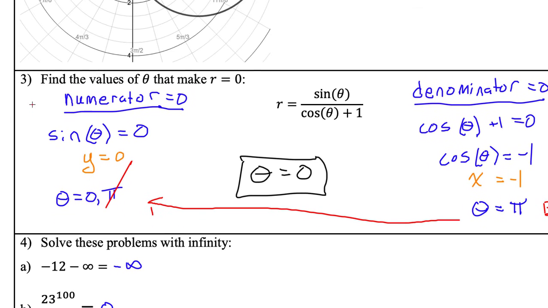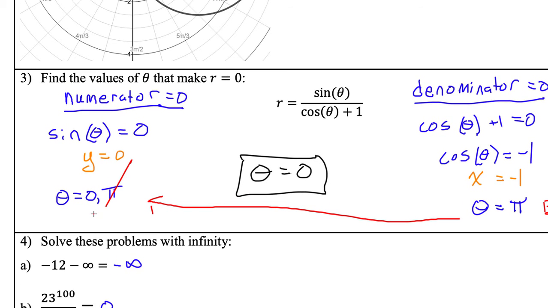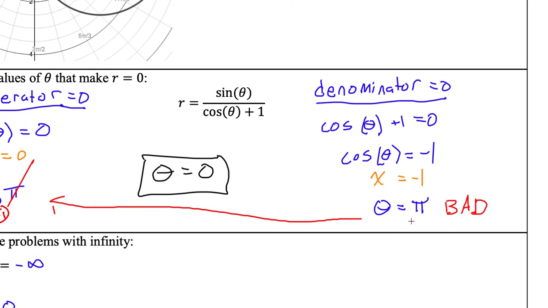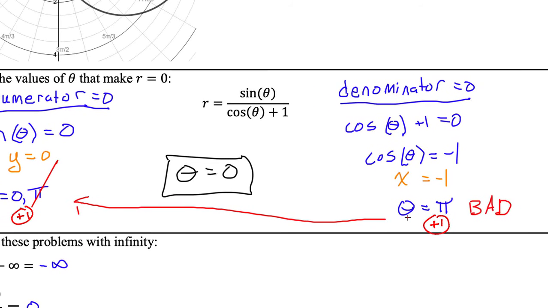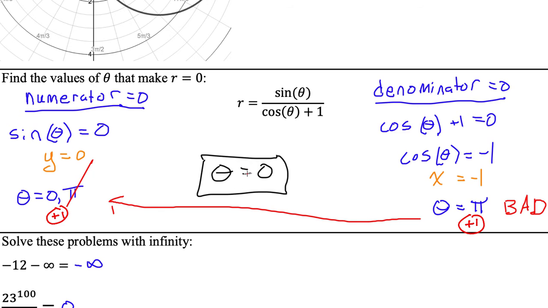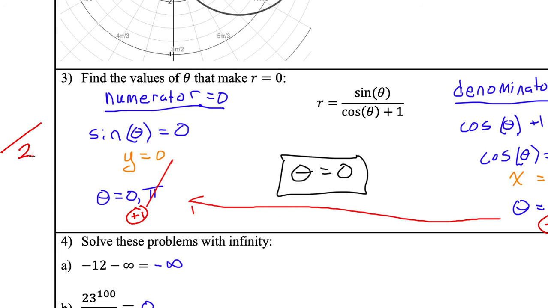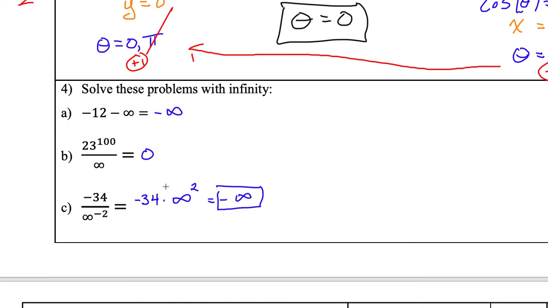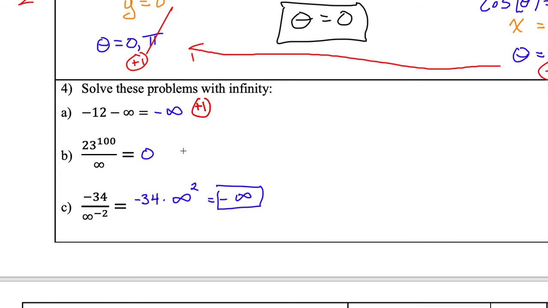For number 3, if you found 0 and pi, give yourself +1. And then if you crossed off pi, give yourself +1. You can't just say 0, and that would be like a guess. So that one's out of 2. Mr. Sindel, if we did the denominator first, and then on the numerator we did the right pi because we already knew it was wrong. Oh, that's fine, yeah. As long as you somehow check the denominator and then get 0, I guess is what I'm saying. Okay. And then infinity, let's just do a point apiece. +1, +1, +1, so that one's out of 3.